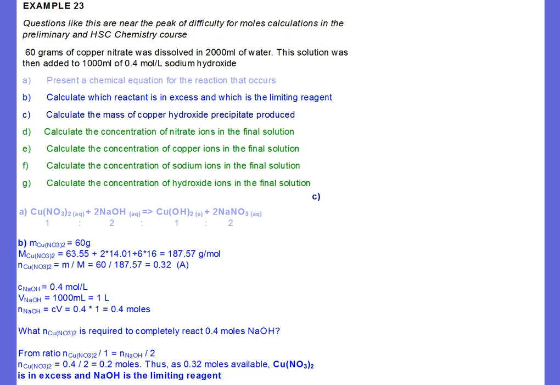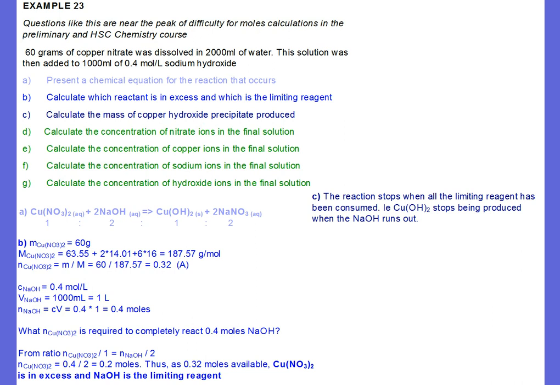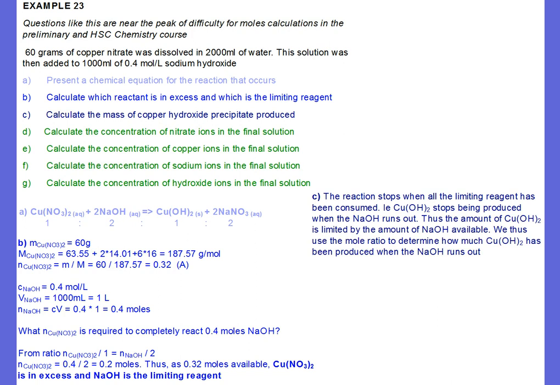Now we move on to part C, calculate the mass of the copper hydroxide precipitate produced. Well, we know the reaction stops when the limiting reagent's been consumed. What that means is the copper hydroxide stops being produced when the sodium hydroxide runs out, because that's our limiting reagent. So the amount of copper hydroxide is limited by the amount of sodium hydroxide, and thus we use the mole ratio to figure out how much copper hydroxide has been produced based on the moles of sodium hydroxide, because that's our limiting reagent.